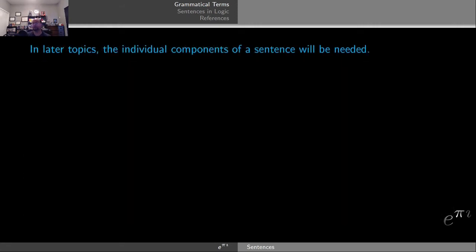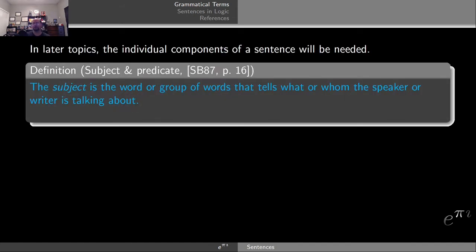In later topics, the individual components of a sentence will be needed, so we'll touch on them here briefly so that we have them available to us later. Specifically, the subject and predicate of a sentence.